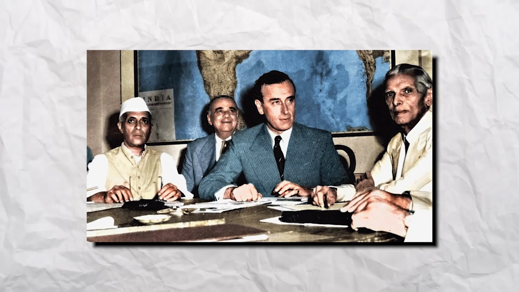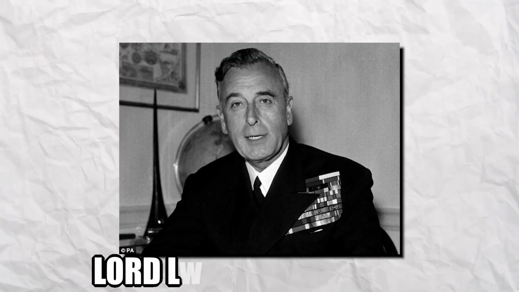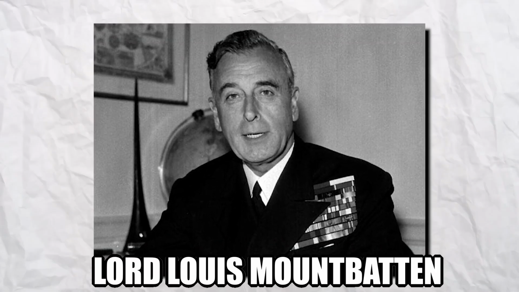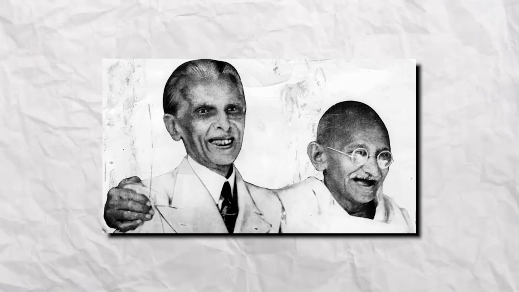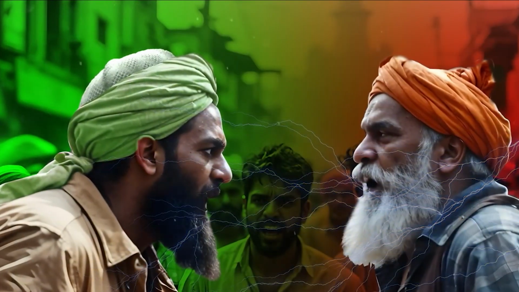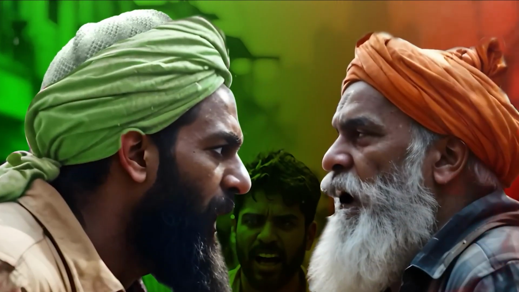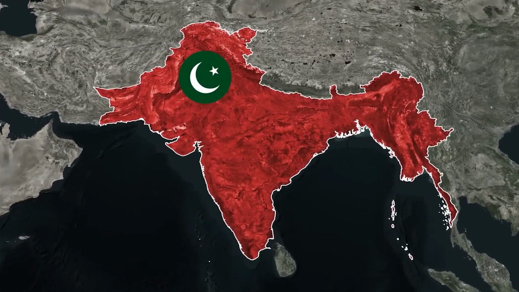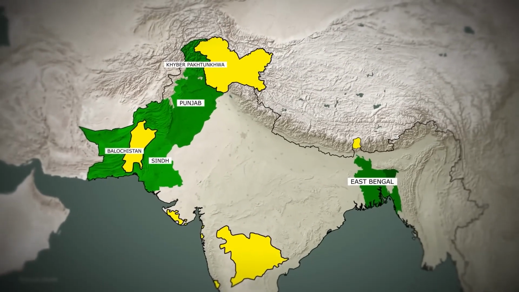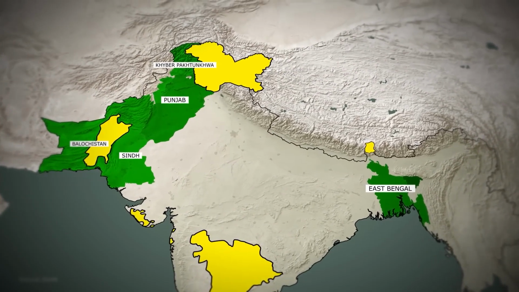In response, the Mountbatten Plan, also known as the Partition Plan, was put forward by Lord Louis Mountbatten, the last British Viceroy of India. The plan outlined the process for the creation of 2 nations, India with the Hindu majority, and Pakistan, which would be predominantly Muslim. The plan also provided for the division of British India's provinces, including Punjab and Bengal, along religious lines.